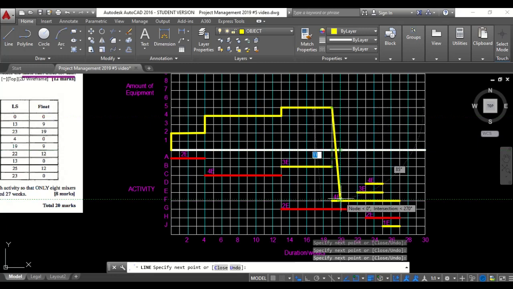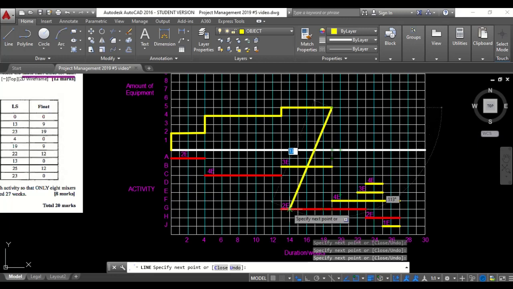So we're seeing that now activity B has ended, but activity F has started, and it's using 4 equipment while G is still continuing and it's using 2 equipment. So 4 plus 2 gives you 6 at this point. So we bring it up 1 to 6. And then this is the case over to this point. So we bring 6 up to that point.